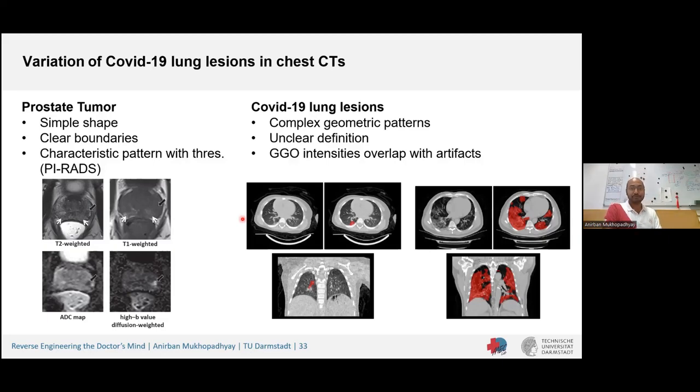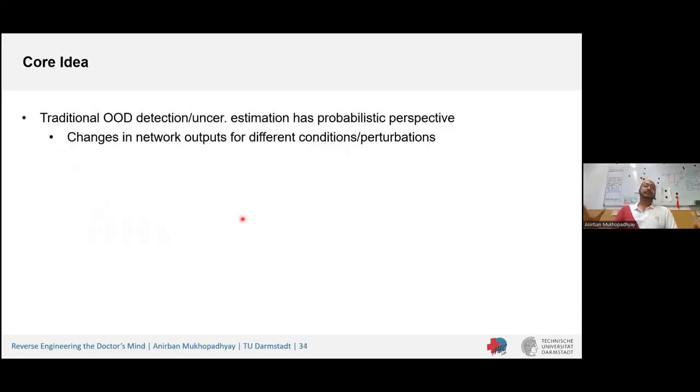Now, the traditional approach to out of distribution detection in this post hoc manner, without doing any training, is to consider a probabilistic perspective and really see the change in network outputs for different perturbations.